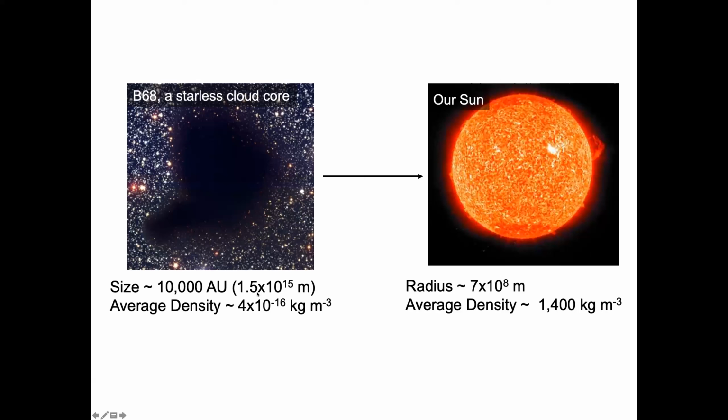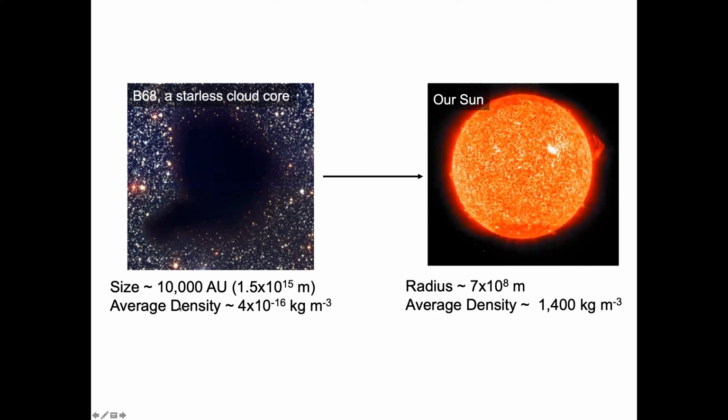So the size goes from 1.5 times 10 to the 15 meters for the Bok globule here. You have to go down to 7 times 10 to the 8 meters, and this is the size of our Sun. This is what really has to happen in this region.